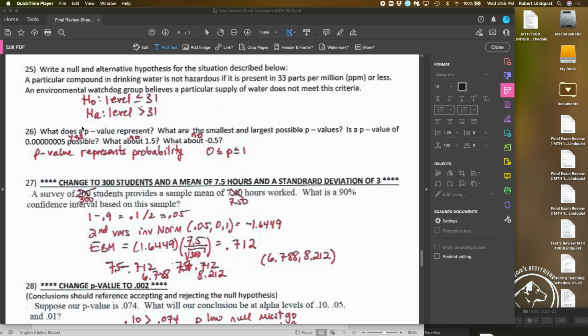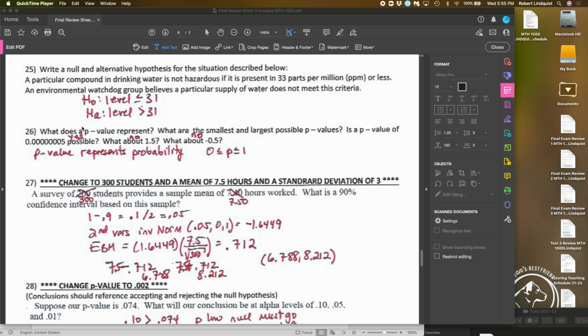Number 26, what does a p-value represent? Well, what are the smallest and largest possible p-values? Is a p-value of 0.000 and so on 5 possible? Yeah, that's absolutely possible because a p-value represents probability. A p-value is always between 0 and 1 in the same exact sense that probability is always between 0 and 1, and it can equal it.